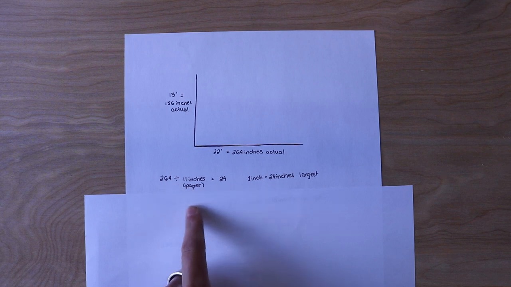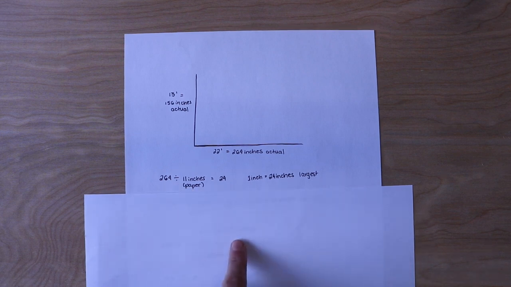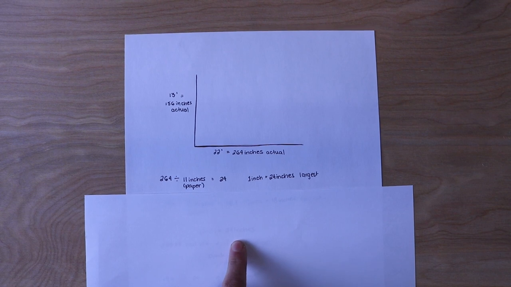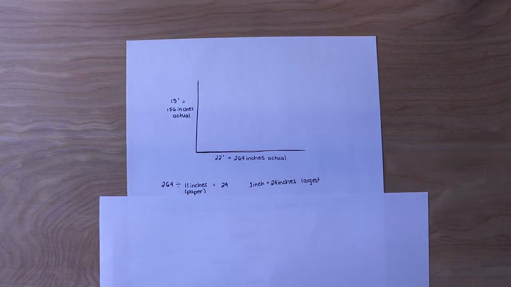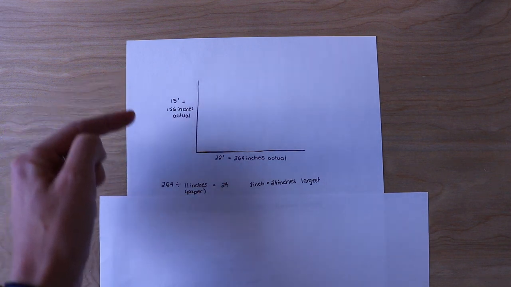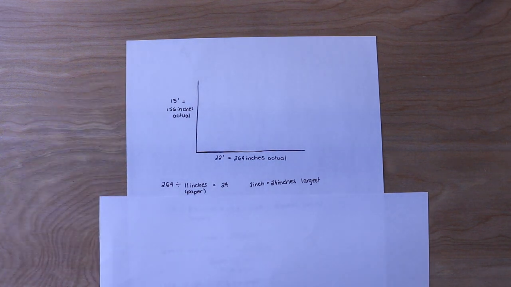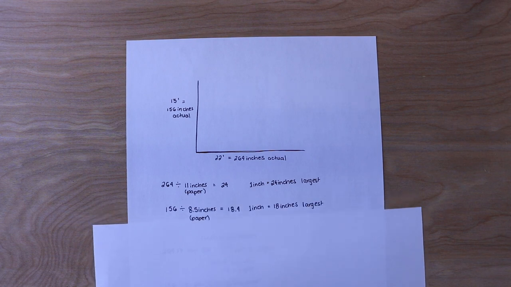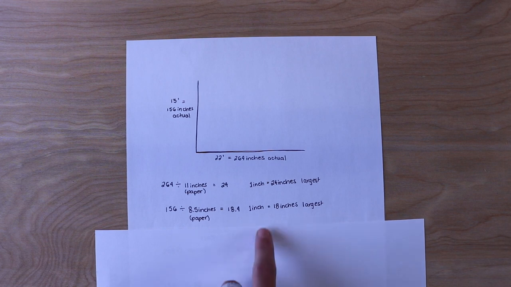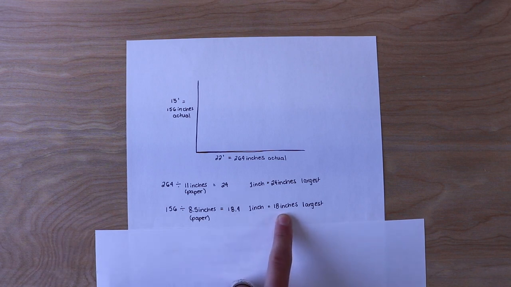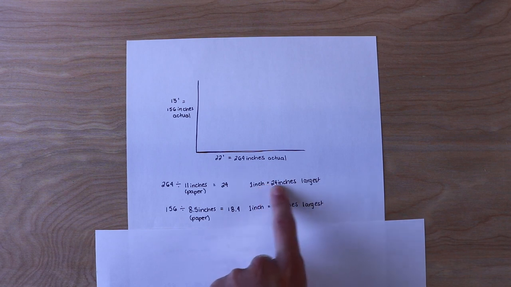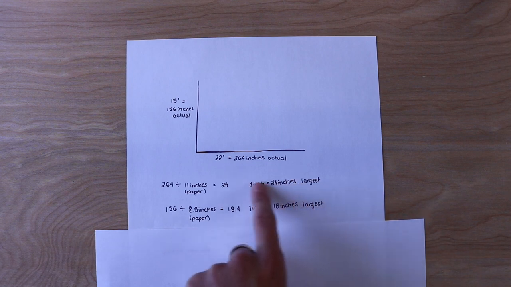So that means if I use the whole width of the paper to fit the garden on, everything will be at a 1 to 24 scale. I also need to make sure that the small side of the garden, this side here, will fit on the small side of the piece of paper, so I'll do that calculation again for the other side. So 156 inches divided by 8.5 inches gives me 18.4. If I round that to 18, that tells me that the largest scale I can fit on the small side of the paper is 1 inch equals 18 inches. Now, that is actually a larger scale than this one above, which means it's more zoomed in, so this is the limiting factor.